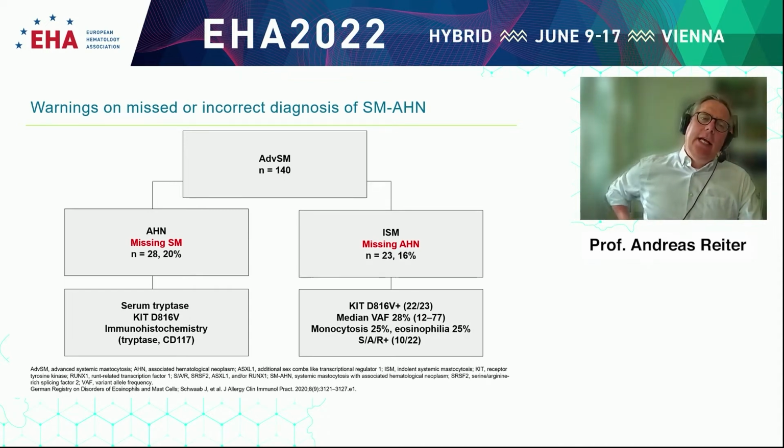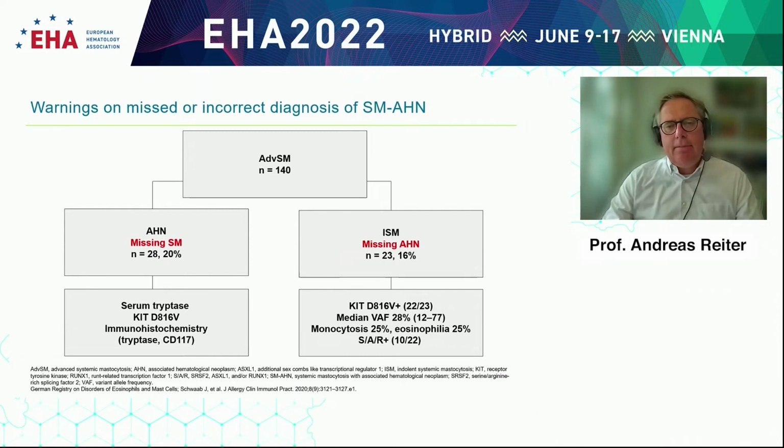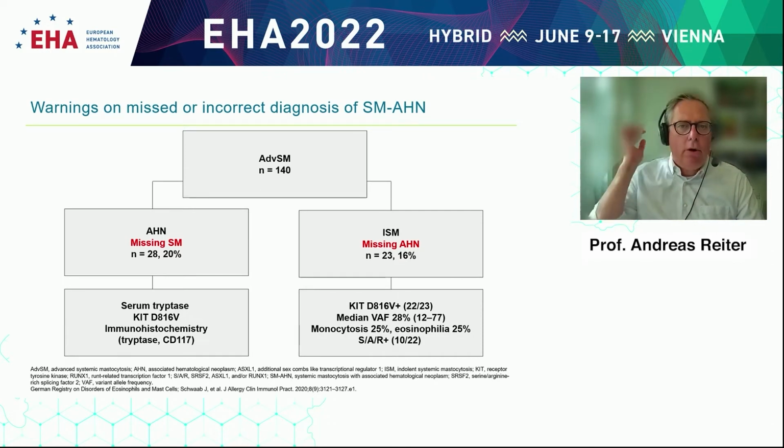So in summary, the problem of advanced systemic mastocytosis is really that we are missing advanced systemic mastocytosis, and we see too many patients with incorrect diagnosis. And this is particularly because of systemic mastocytosis with associated hematologic neoplasm. So the problem is that there are too many patients in which we miss the systemic mastocytosis in a diagnosis of CMML or chronic eosinophilic leukemia.